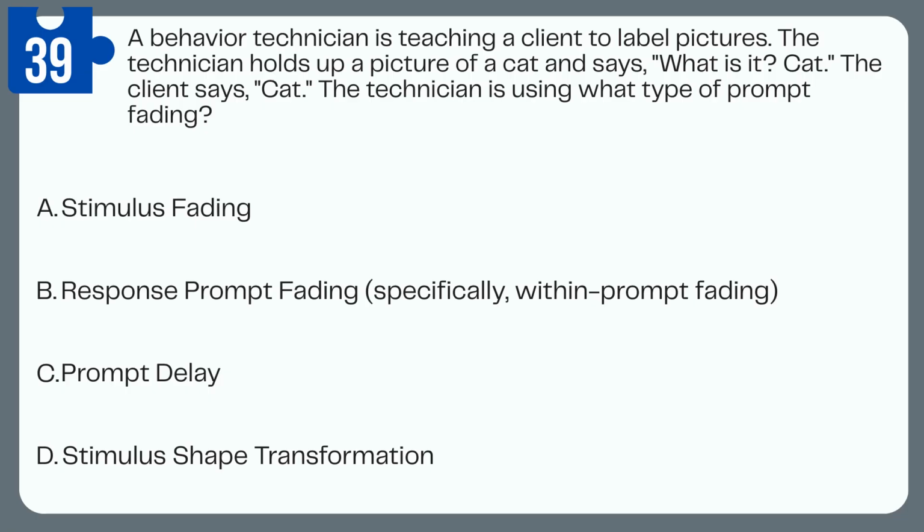Question 39. A behavior technician is teaching a client to label pictures. The technician holds up a picture of a cat and says, "What is it? Cat." The client says, "Cat." The technician is using what type of prompt fading? A. Stimulus fading. B. Response prompt fading, specifically within prompt fading. C. Prompt delay. D. Stimulus shape transformation.